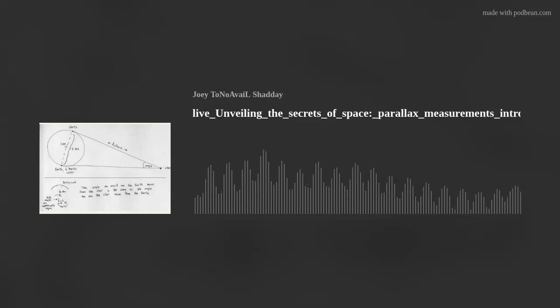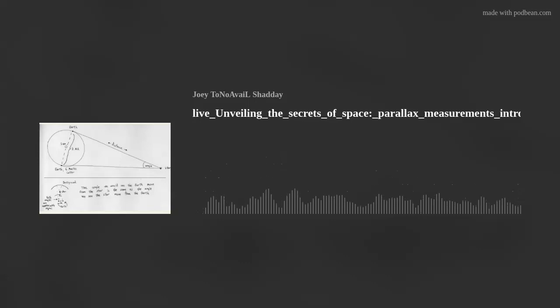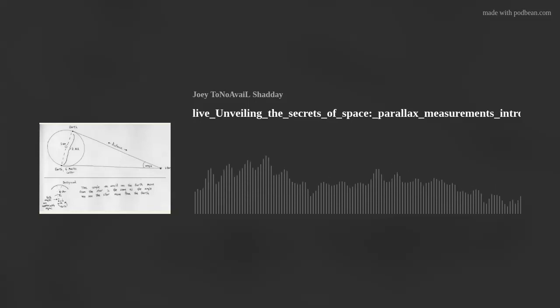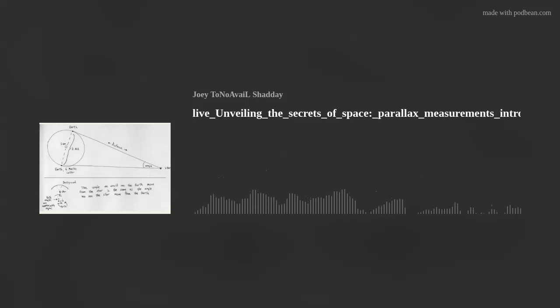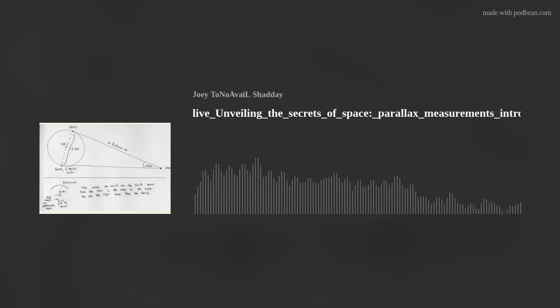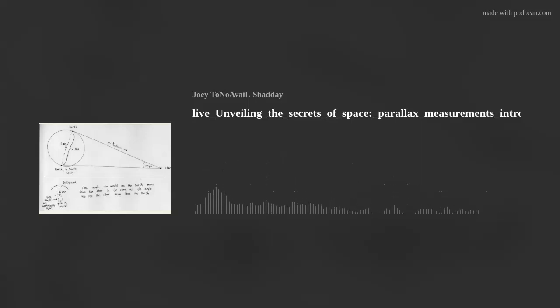Now, the next one is exoplanets. With the advent of powerful telescopes, parallax measurements have been crucial in the discovery and characterization of exoplanets. They allow scientists to understand the composition, orbit, and potentially the habitability of these distant worlds.